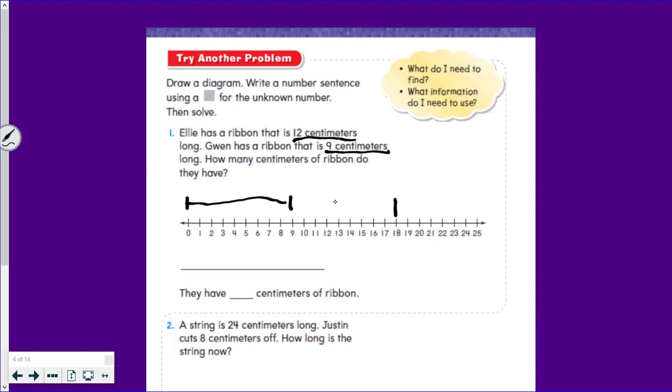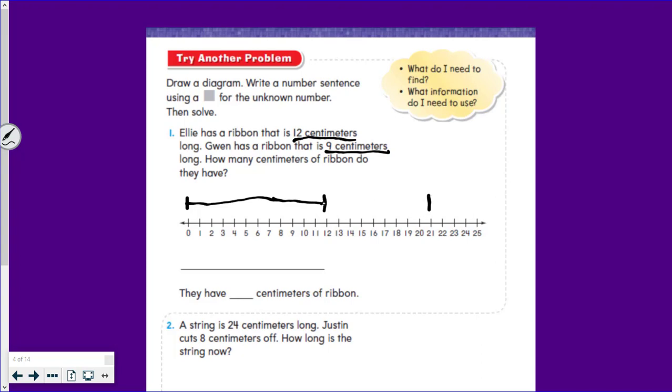So, oh, you know what? I just realized I made a mistake. Ellie has 12 centimeters of ribbon, not 9. Gwen has 9. So we'll take this out to 12. Now we'll count up 9. 1, 2, 3, 4, 5, 6, 7, 8, 9. So we ended at 21.